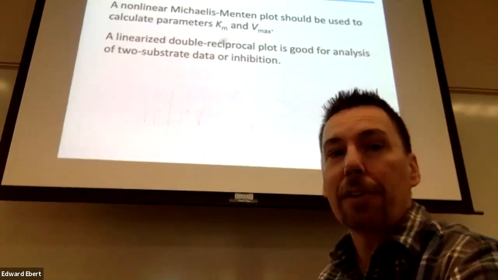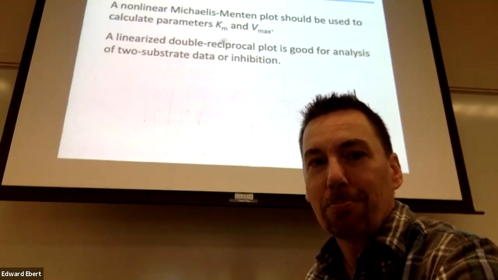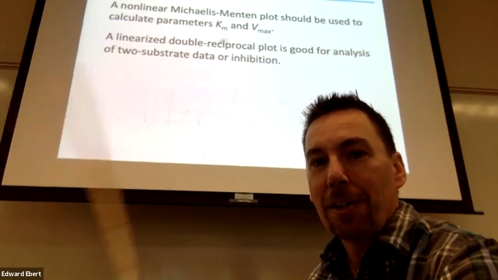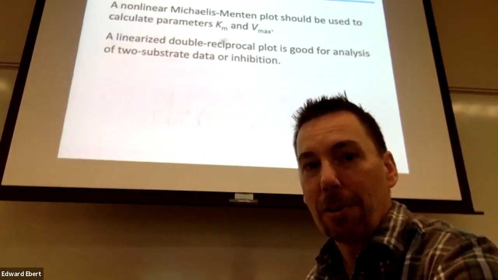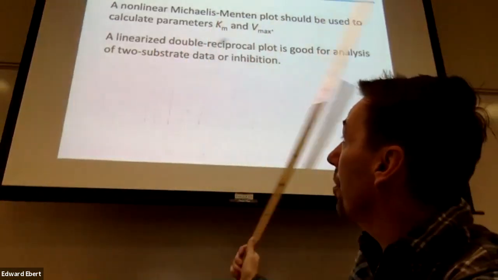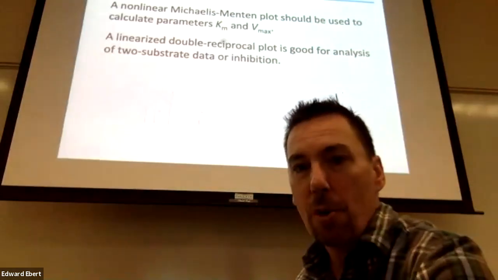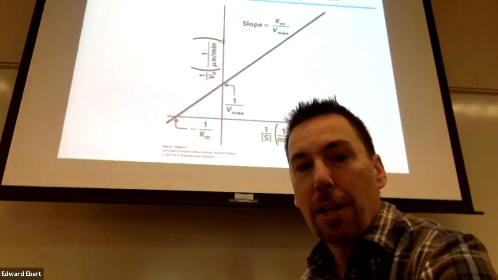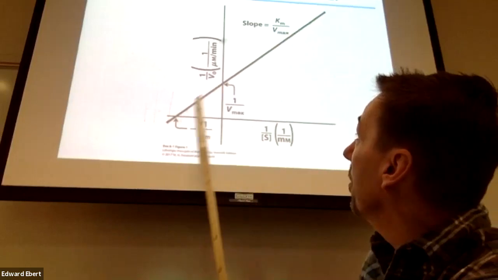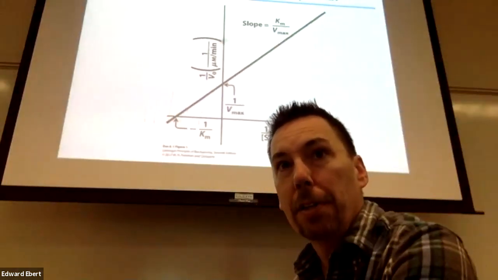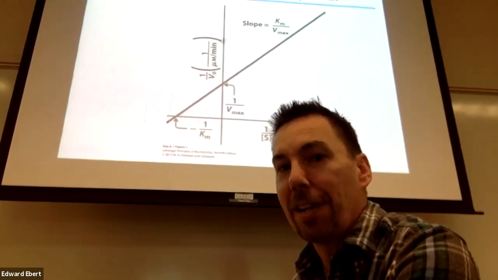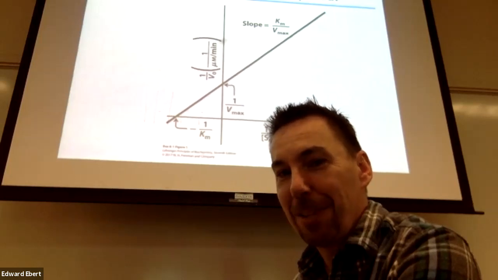Our nonlinear Michaelis-Menten plot is useful, but a lot of times we can get better data by making this linear. So we can use this double reciprocal. Instead of plotting substrate concentration versus velocity, we'll plot 1/velocity and 1/substrate concentration, and that will give us a straight line. This is known as a Lineweaver-Burk plot. Get used to these because we're going to see a lot of these, and as we change stuff, we're going to see how these change as well.